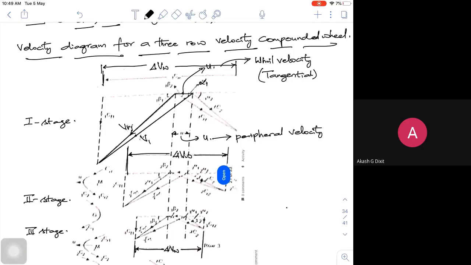Now look at this. What's happening? The size of the triangle clearly indicates the energy it is carrying. If I resolve the velocity component V1, I get Vf1, and I'll be getting Vw1 from here to this particular point. Then I have this alpha 1, and I have my corresponding alpha 2 here. So this will be my V2.